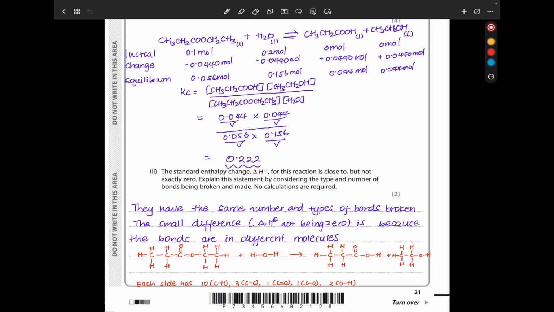That is why the enthalpy change of reaction is almost close to 0. So I say they all have the same number and types of bonds broken. The small difference in the enthalpy change of reaction is because the bonds are in different environments.